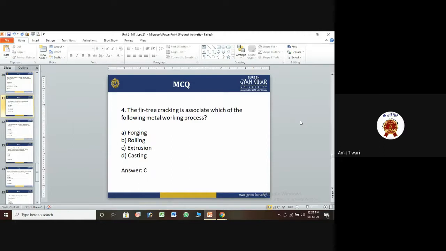Fourth one: free or fir-tree cracking is associated with one of the following metalworking processes. The options are A forging, B rolling, C extrusion, and D casting. The correct answer is C, the extrusion process is the one associated with fir-tree cracking.